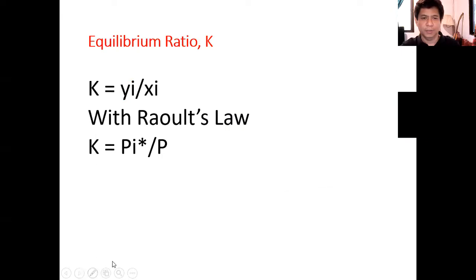Okay, let's proceed. First, let's define the equilibrium ratio K. This is the equilibrium ratio K. So the equilibrium ratio is defined. This is supposed to be K sub i. There was a correction: this is supposed to be K sub i. It is specific to a chemical species. So it's supposed to be K sub i.